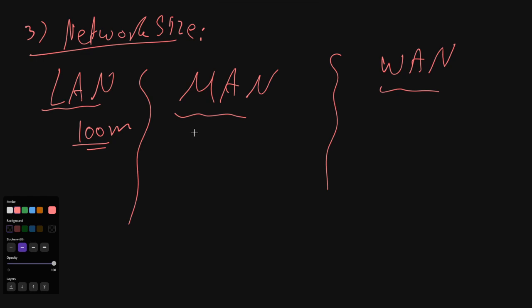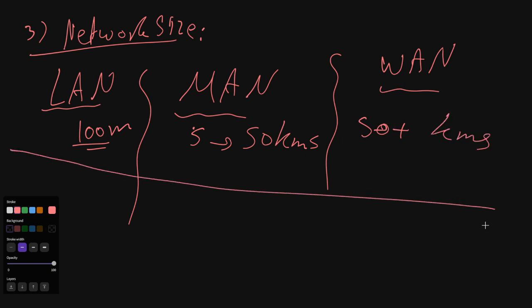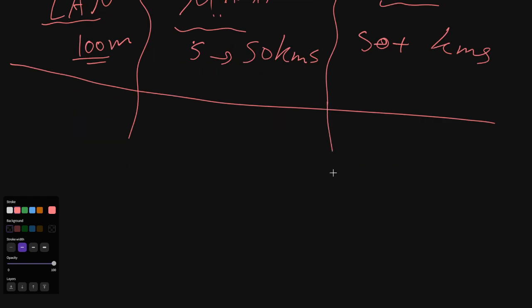About the MAN, it's usually multiple kilometers. It can reach up to sometimes we say 5 to 50 kilometers. And in the WAN, it's beyond all of these numbers, 100 plus kilometers. Okay, so that was about the distances. What about the devices themselves? What about the connectors?